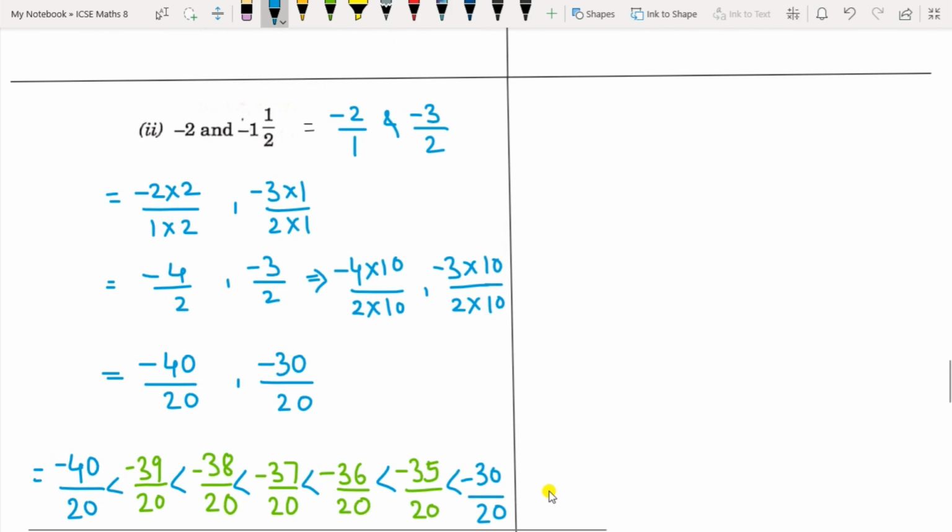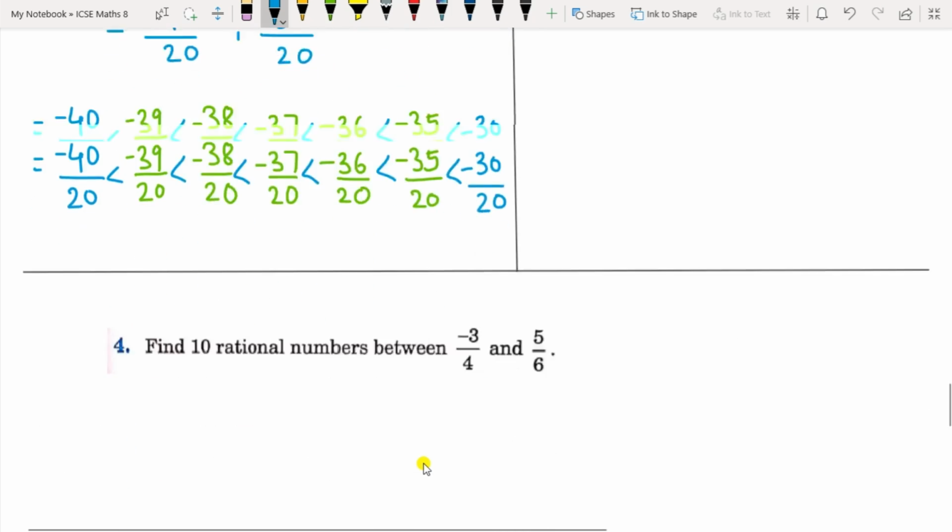Minus 2 and minus 1 by 2. So minus 1 by 2 means minus 3 by 2. 1 and 2, LCM is 2 here. So make the denominator as 2. So multiply by 10 to each of the rational numbers. So it becomes minus 40 upon 20 and minus 30 upon 20, and write any 5 rational numbers between them.